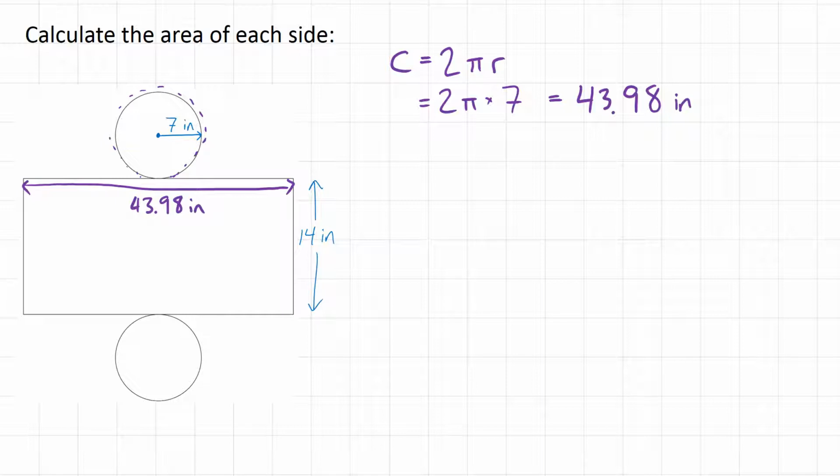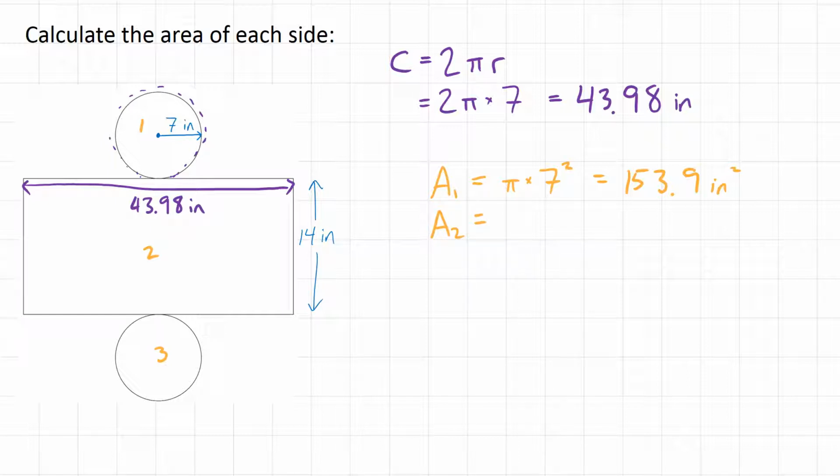And now we have everything we need to calculate the area of those three sides. I'm going to label them 1, 2, and 3. And we can calculate the area of each of those sides. Area 1, because this is a circle, it's going to be pi times the radius squared, so pi times 7 squared. And I get 153.9 square inches.